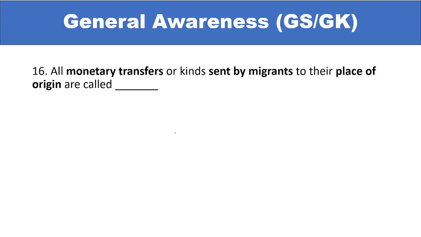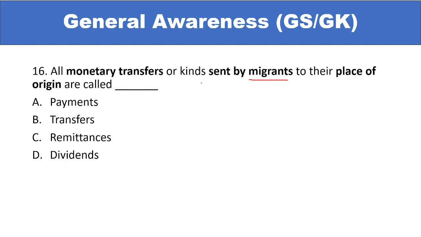Next, all money transfers or kind sent by migrants to their place of origin is called, options: payments, transfers, remittance, dividends. So all money transferred by migrants to their place of origin is remittance. Dividends you will get when you buy shares, and if you get profit, those profits we call dividends.